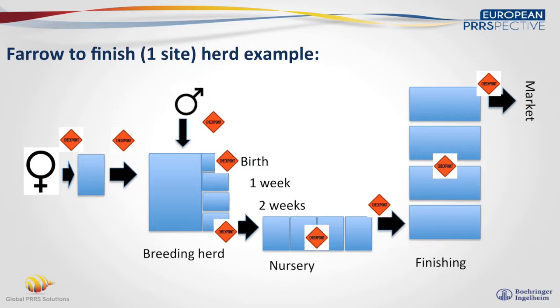But there are other options in the middle, so maybe we would test them at nursery exit to verify their status at nursery exit. You might want to test mid-nursery to understand what's going on. It all depends upon your vaccination strategy. If there's finisher movements or movements between finishers, that might also be another point on a farm where you would want to test.